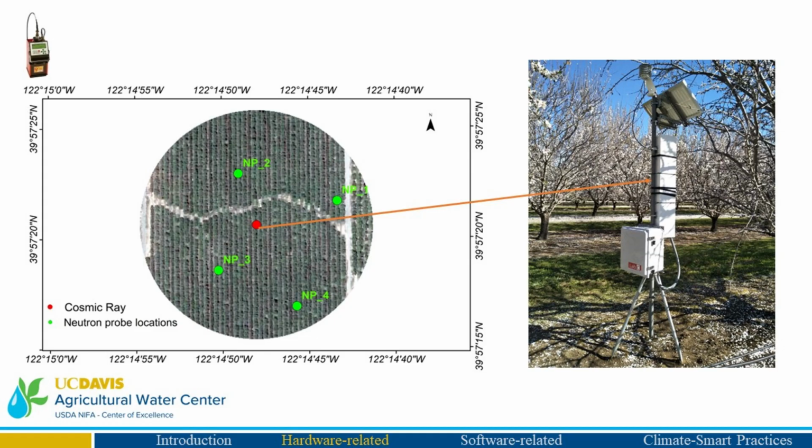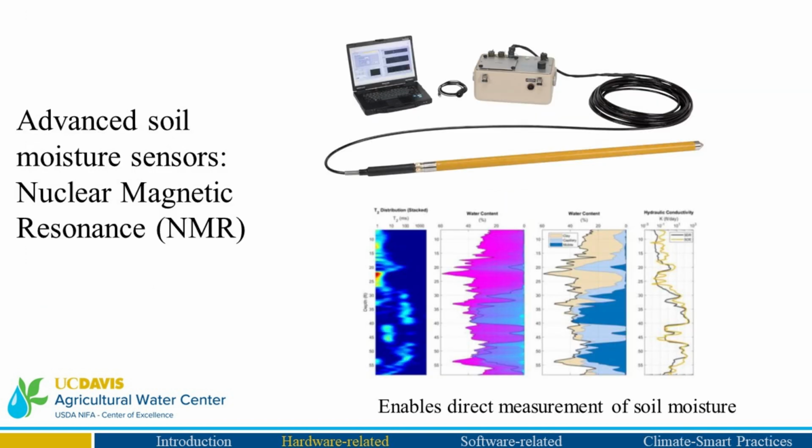And this is basically how big of a circle that it measures. Another very useful soil moisture technology, by the way, this is the only soil moisture technology that is actually measuring soil moisture. It's very similar to the MRI that you get when you go to the hospital, but in soil moisture, we call it a nuclear magnetic resonance.